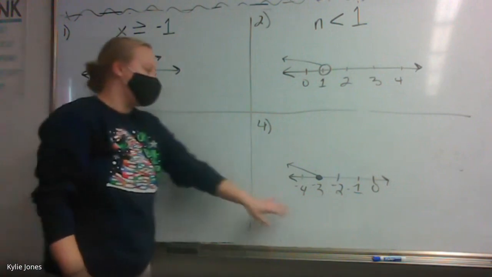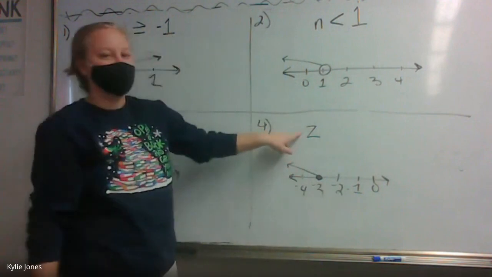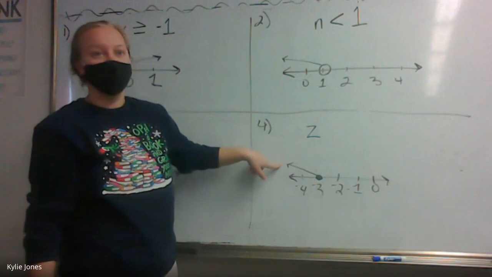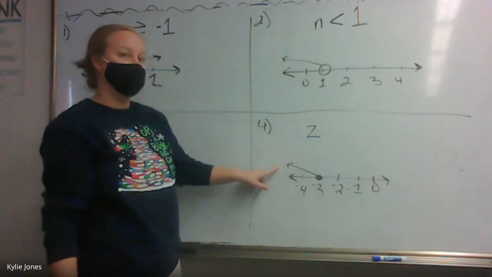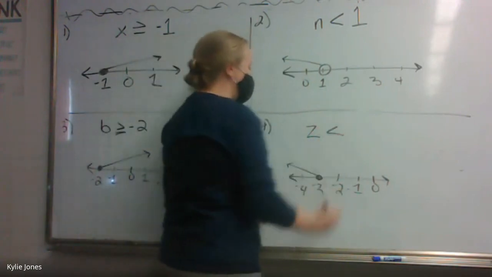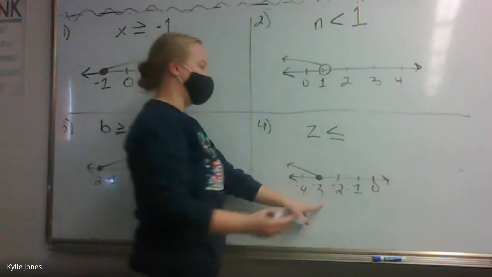Okay. Number 4, let's use Z. Whatever number Z is, is it less than or greater than, first of all? These are pointing to numbers that are less than. So Z is less than. Is it equal to? Yeah. Equal to, good.